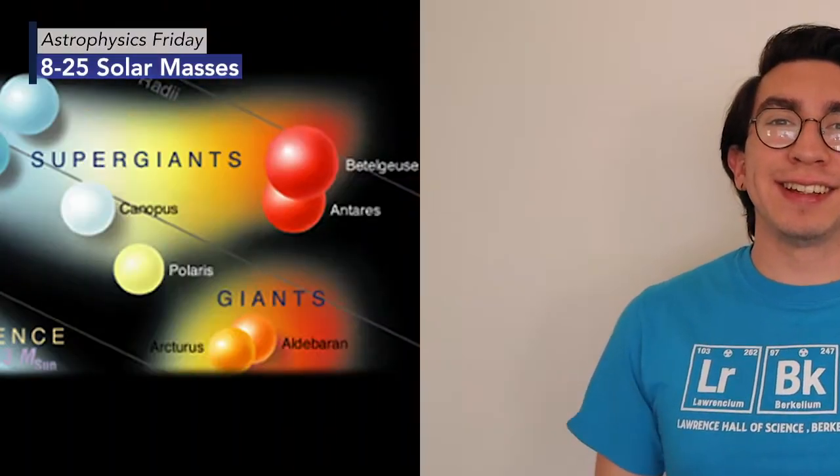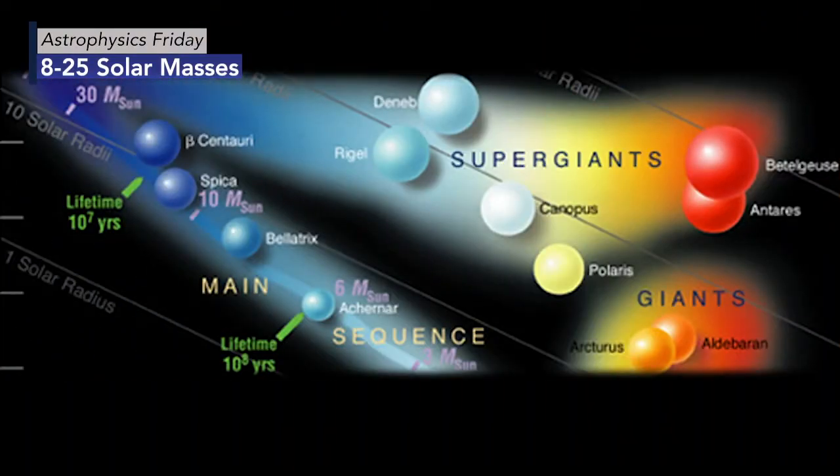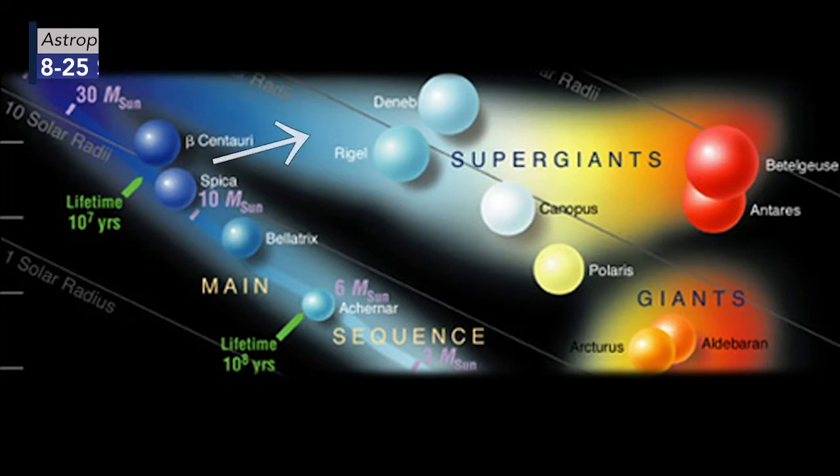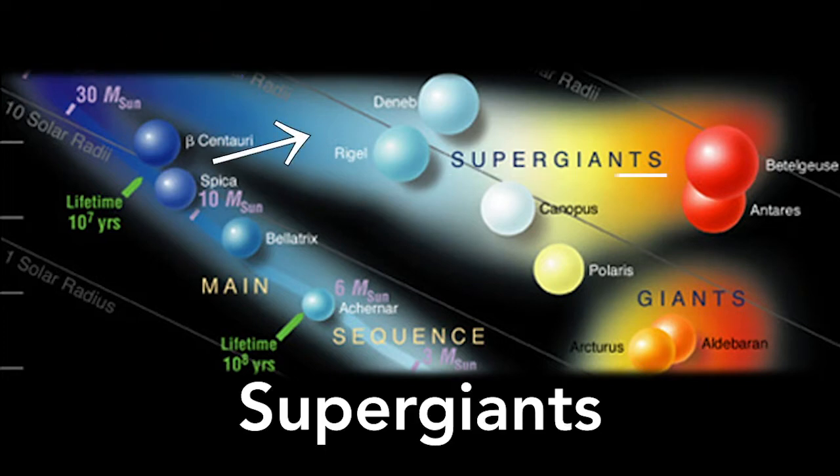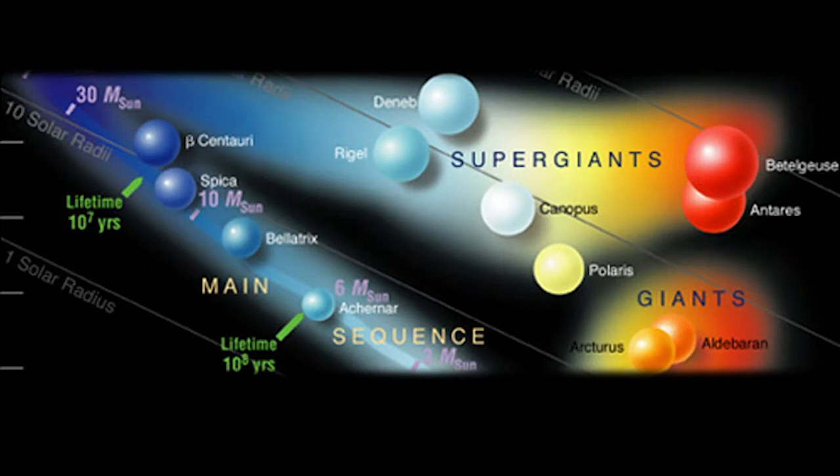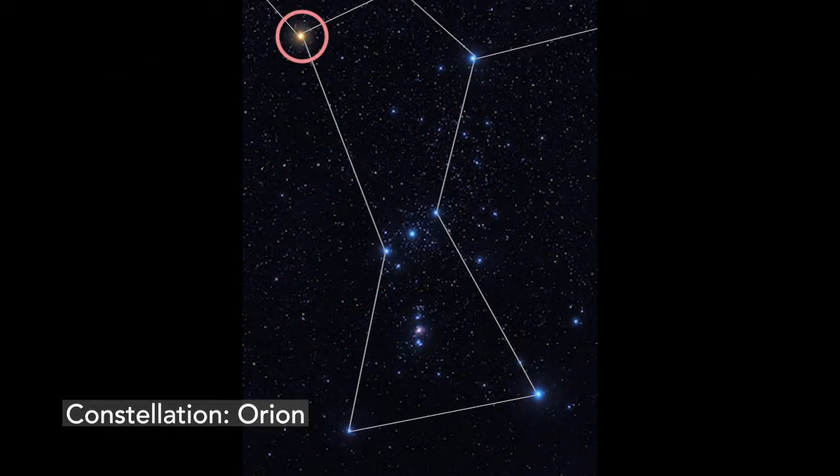Now that we know what happens to low-mass stars such as our Sun, let's think about stars with initial mass of 8 to 25 solar masses. When these stars run out of hydrogen to fuse into helium, they will soon become supergiants. Many familiar stars we see in the night sky are actually supergiants, like the red supergiant Betelgeuse or the blue supergiant Rigel in the constellation Orion.